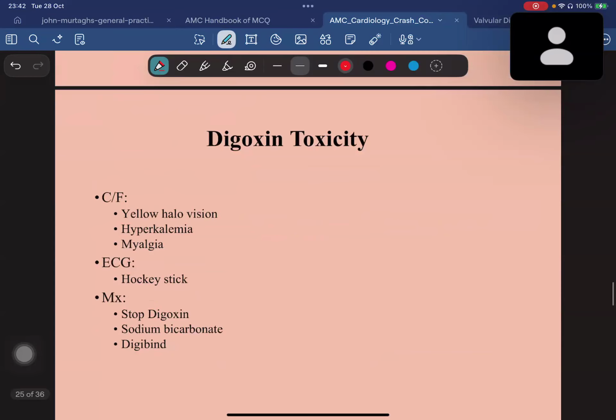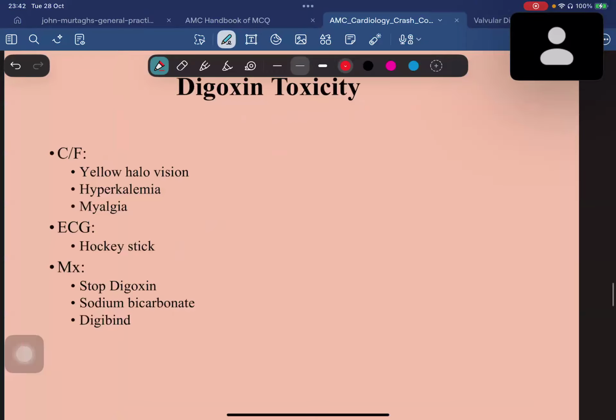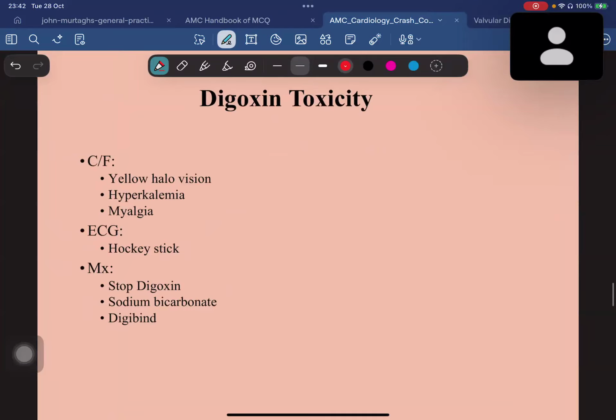So digoxin toxicity was once a differential diagnosis in an ophthalmology question because it has eye symptoms, like visual symptoms. So that's why I just had it in my note. There's an ECG that you should remember for this. I've forgotten to add it. It has a hockey stick appearance.